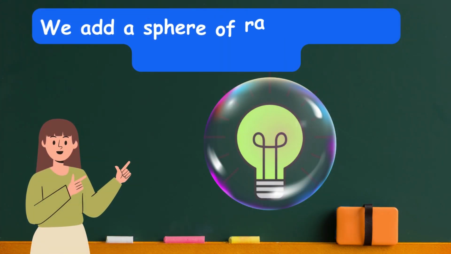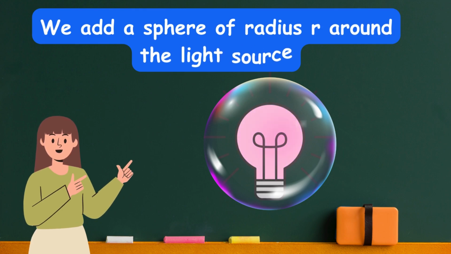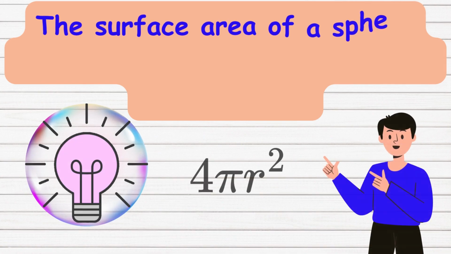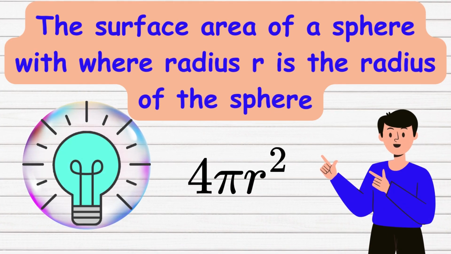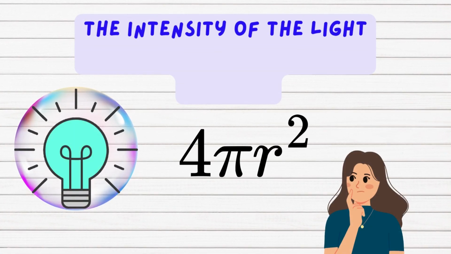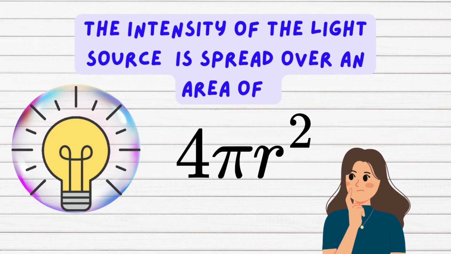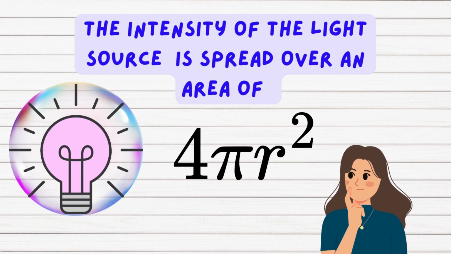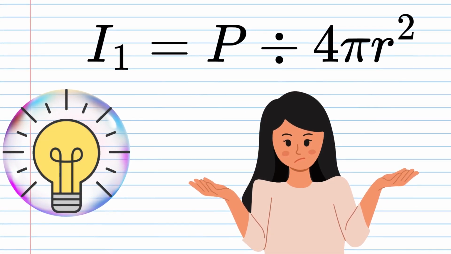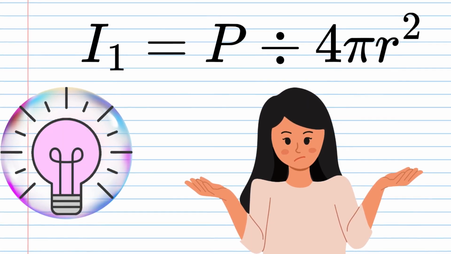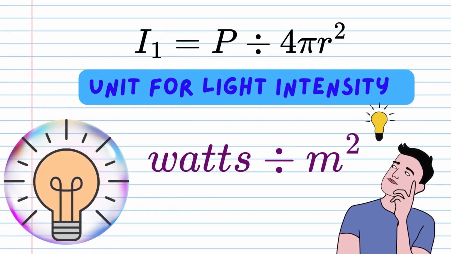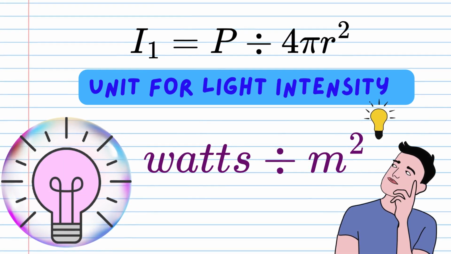Now we add a sphere of radius r around the light source. The surface area of a sphere is 4 pi r square, where r is the radius of the sphere. The intensity of the light source is spread over an area of 4 pi r square. Or we can say that the intensity I1 equals P divided by 4 pi r square. So the unit for intensity of light is watts divided by square meter.